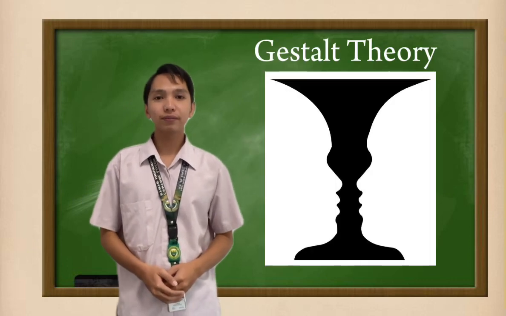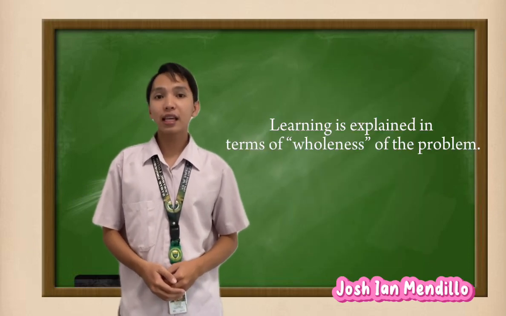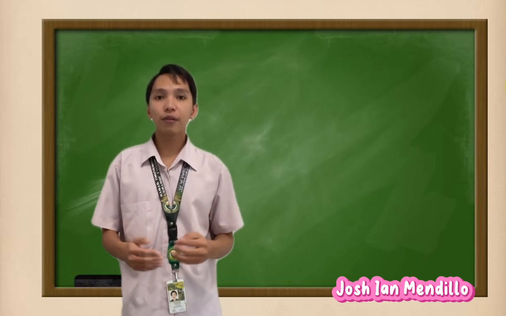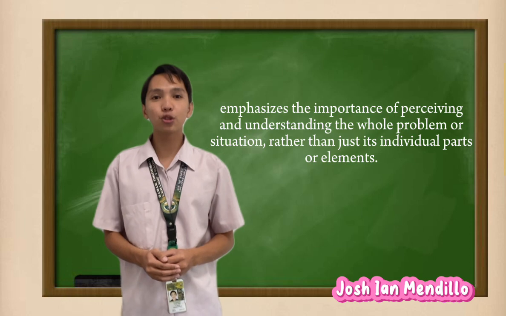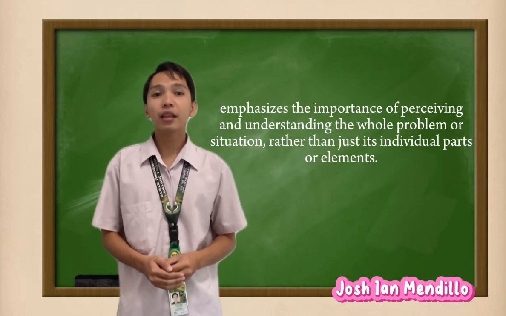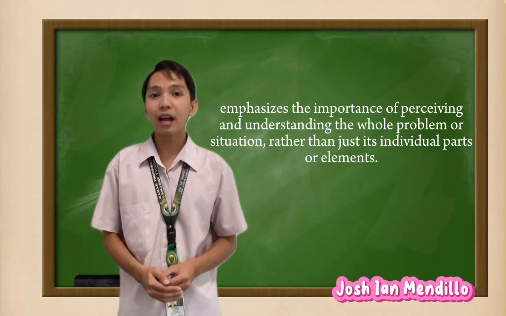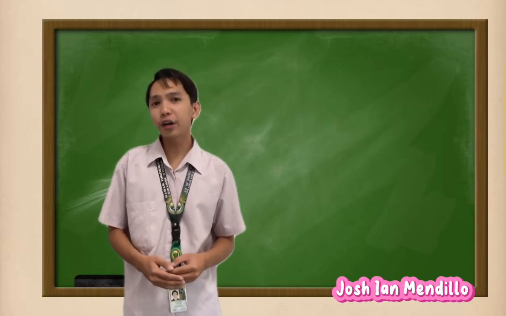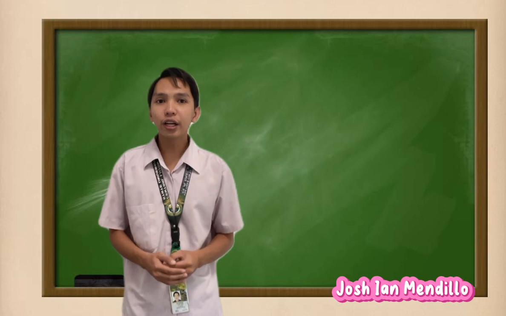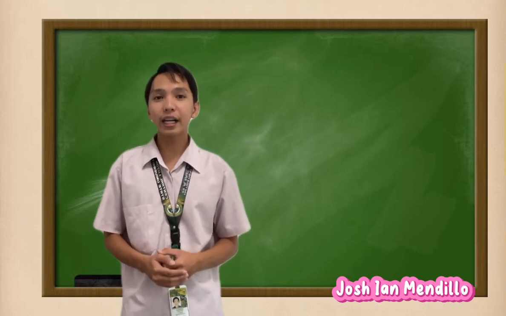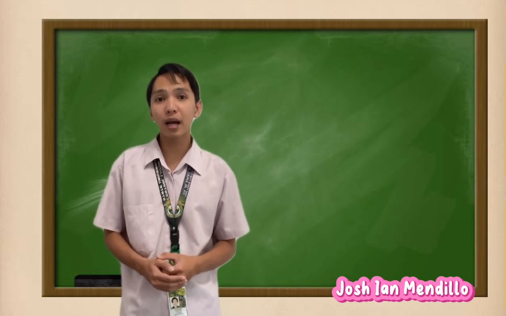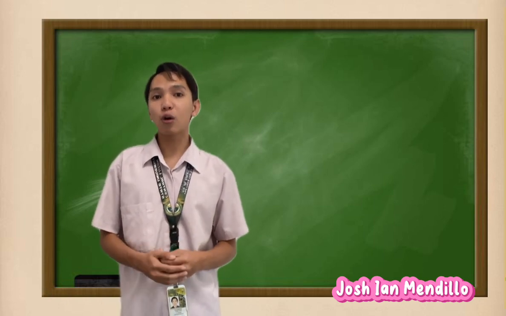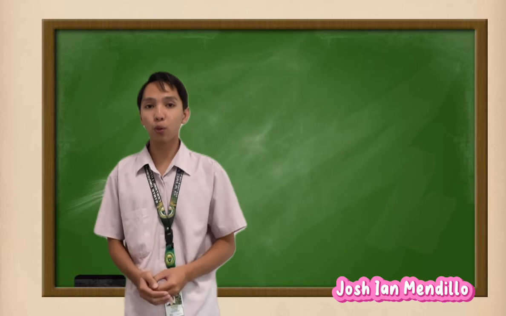Gestalt theory. Learning is explained in terms of the wholeness of the problem. This theory of learning emphasizes the importance of perceiving and understanding the whole problem or situation rather than just its individual parts or elements. According to this theory, learning occurs when individuals are able to perceive the entire problem as a coherent and organized whole rather than simply as a collection of separate components.